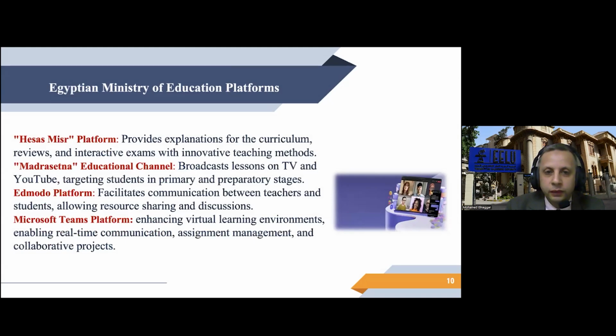حصص مصر platform. It provides explanation of the curriculum, reviews, and interactive exams with innovative teaching methods. مدرستنا educational channel broadcasts lessons on TV and YouTube, targeting students in primary and preparatory stages. Edmodo and Microsoft Teams platforms facilitate communication between teachers and students and enhance the virtual learning environment, enabling real-time communication, assignment management, and collaborative projects.